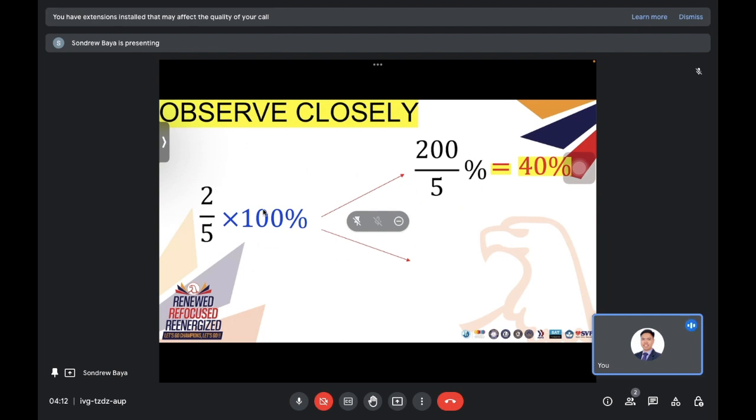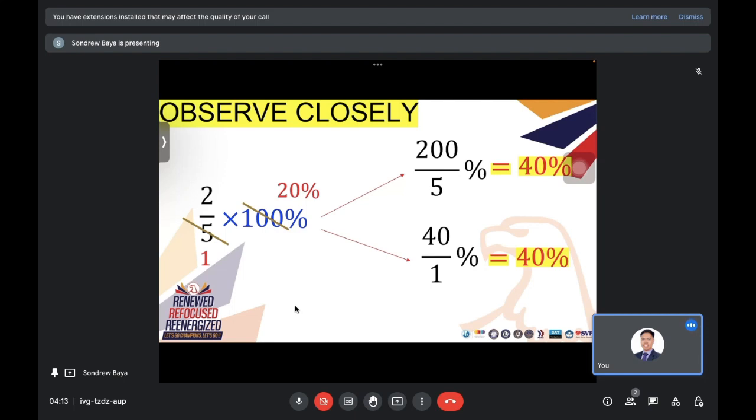So again, we can simplify the 100 with the denominator if possible, which in this case, 100 is divisible by 5. So 100 divided by 5 is 20, and the denominator becomes 1. And so when we multiply, this time once we have simplified, we can multiply 20 by 2. 20 by 2 is 40 over 1. 40 over 1 is 40%. See, the answer is the same, but the values are lesser when you multiply. Now choose which one you are comfortable with and you may follow that method.